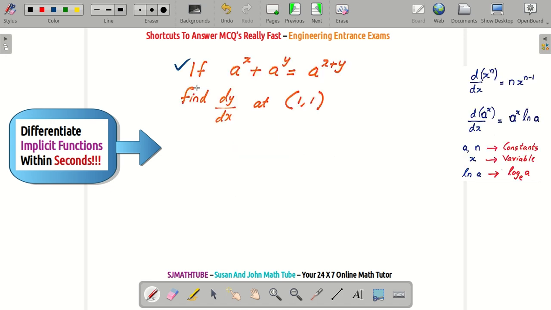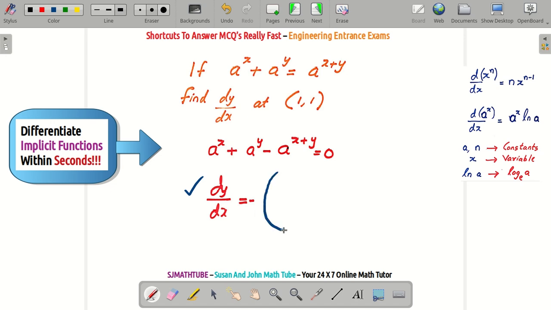Okay, please read the question. If a power x plus a power y is equal to a power x plus y, find dy by dx at 1 comma 1. Means you have to put x equal to 1, you have to put y equal to 1. So I have the formula over here. So the first thing to do, take everything to the left hand side, and then you write dy by dx and put negative.